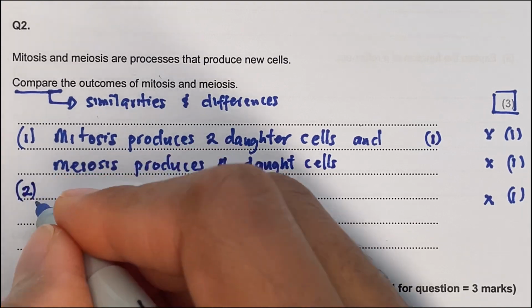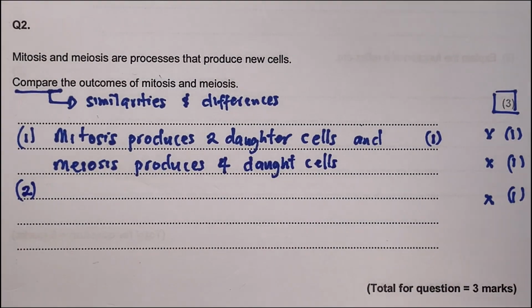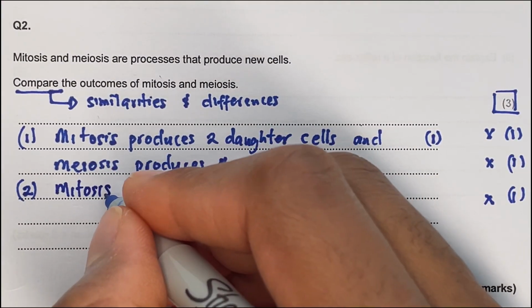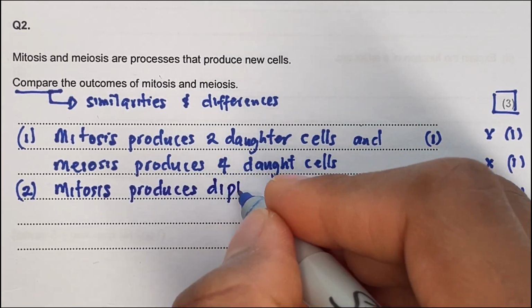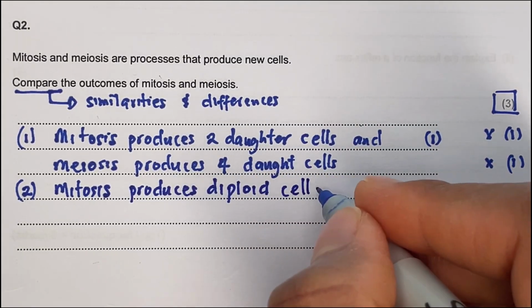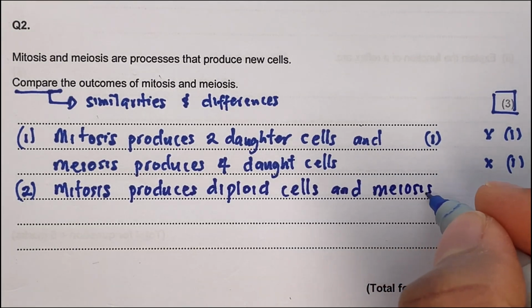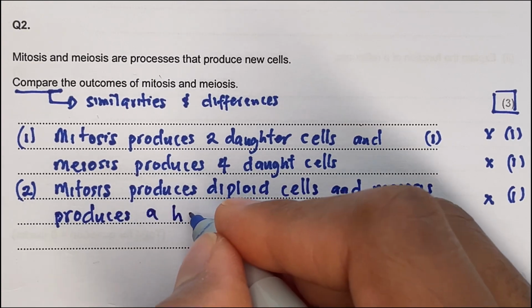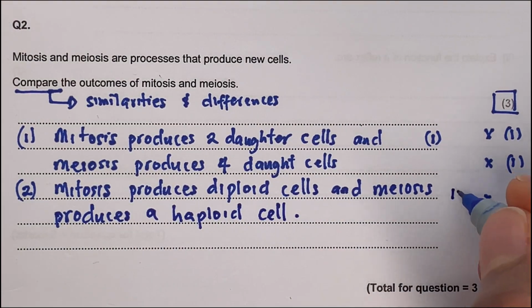My next mark would be, what other similarity and difference do I know about mitosis and meiosis? I can remember that mitosis produces diploid cells, and meiosis produces a haploid cell. This gets me my second mark.